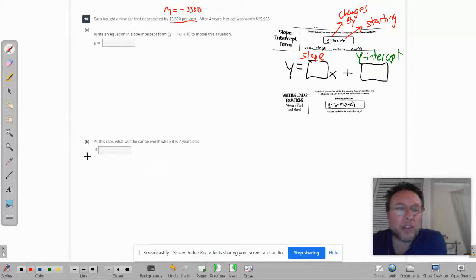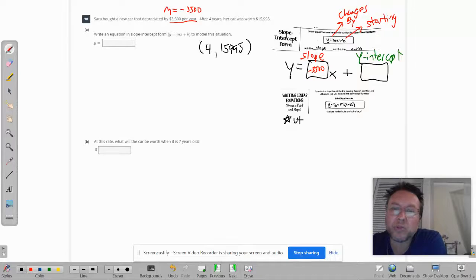And then it says that after 4 years, the car is worth $15,995. So x is not 0 here. So this is not the y-intercept, and I can't just plug that in. I do know what the slope is. The slope is negative 3,500. They gave me that for free. But I've got to figure out what the y-intercept is. Well, this is where we have some point-slope form. If we're missing the y-intercept, we're going to use this.